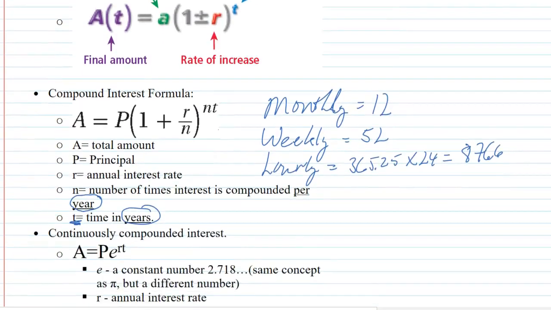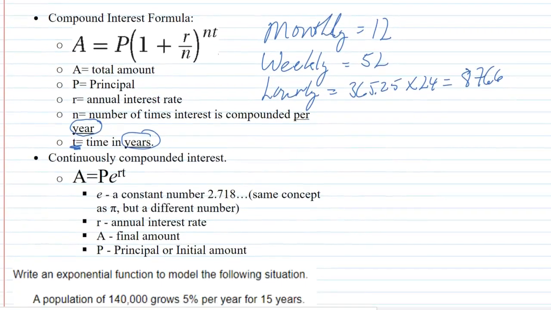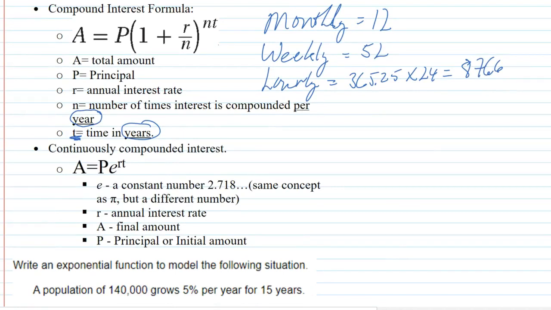The next formula that's important and you need to know is continuously compounded interest. And we just call it A equals Pe^(rt). A is your final amount. P is your principal or your initial amount. e is simply a constant.